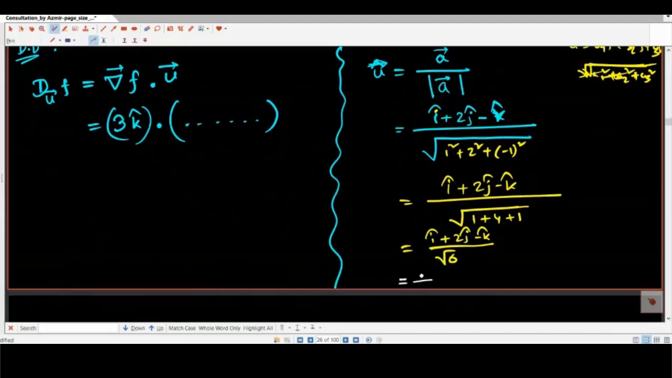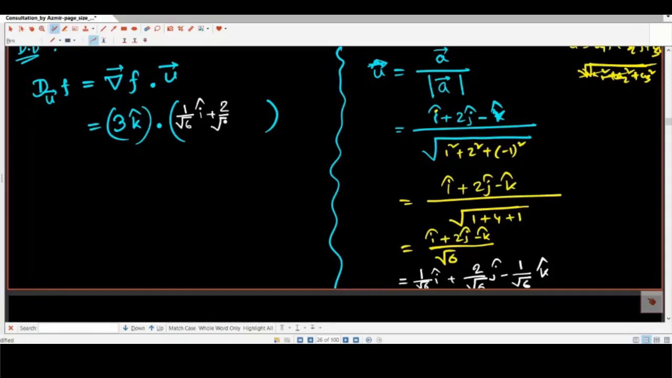We can write it in another way: 1 over square root of 6 i plus 2 over square root of 6 j minus 1 over square root of 6 k. So this is the unit vector.